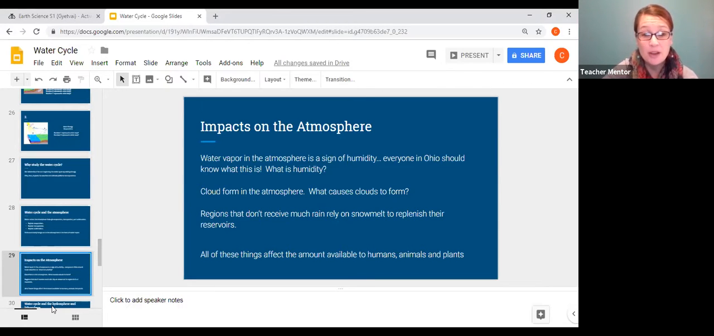Okay, so another impact that we have in the atmosphere is where we're going to find clouds. Clouds are going to form in the atmosphere. And what causes clouds to form? That condensation state of the water cycle.